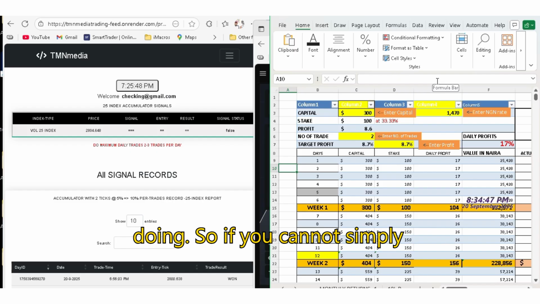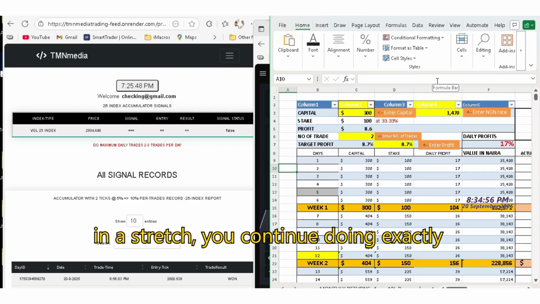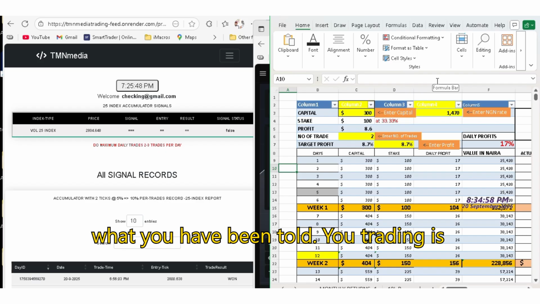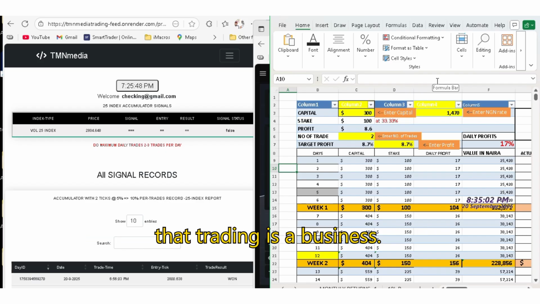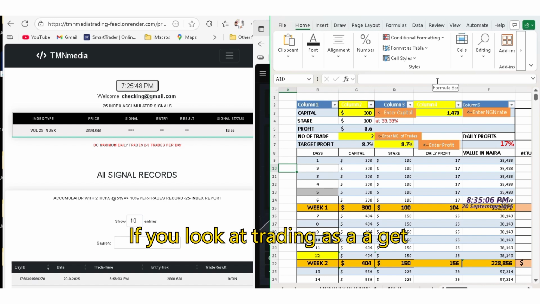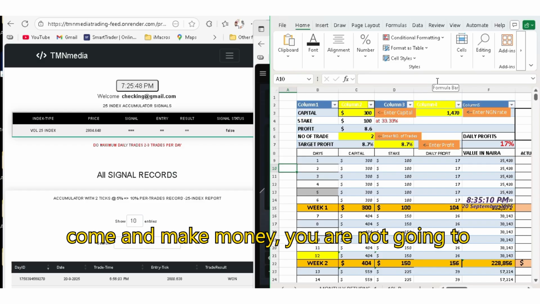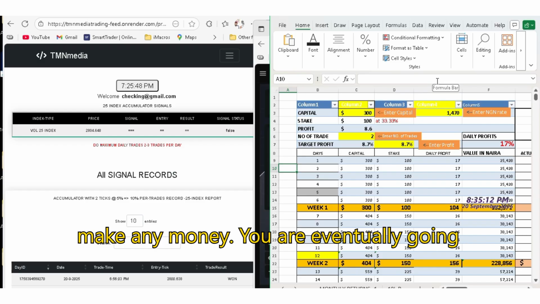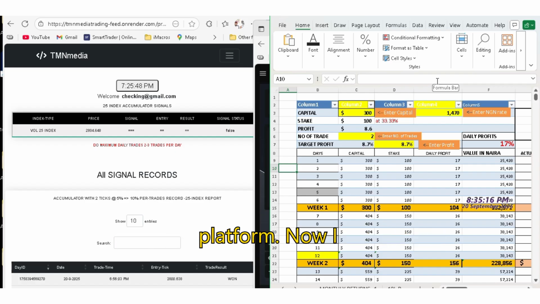So if you cannot simply follow simple instructions for, let's say, 10 days or 20 days in a stretch, continuing to do exactly what you have been told, trading is not for you. You also need to understand that trading is a business. If you look at trading as a get-rich-quick scheme where you can easily come and make money, you are not going to make any money. You are eventually going to make money and dash it back to the platform.